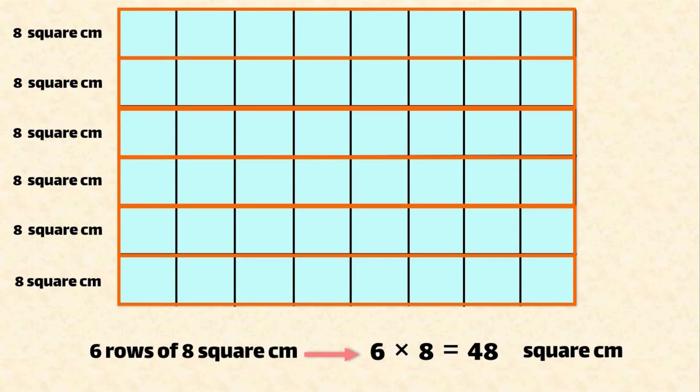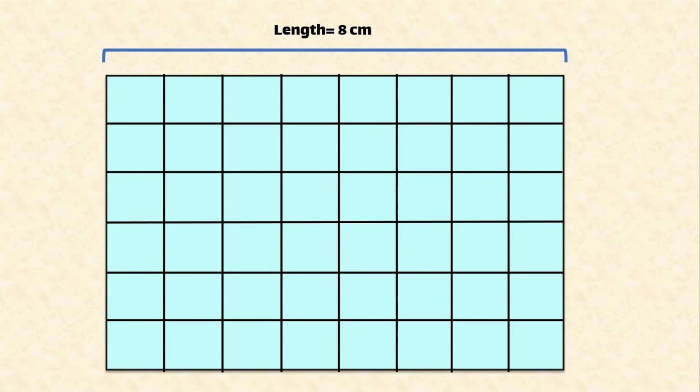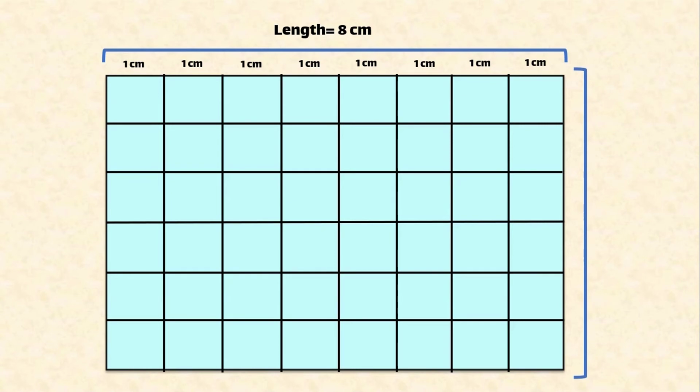Probably if you know about the rectangle, you know there are 2 kinds of sides on it. Maybe some of you remember names of them. This longer side is called the length. The length of this rectangle equals 8 because we have 8 squares, each of them has 1 centimeter in length. So, the length of the rectangle equals 8. In addition, this shorter side is called the width. The width of this rectangle equals 6.